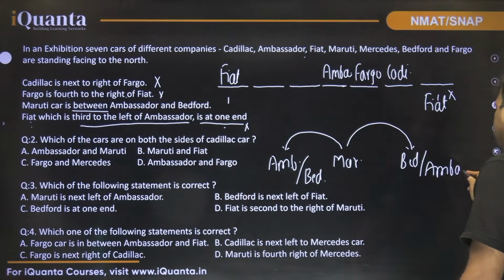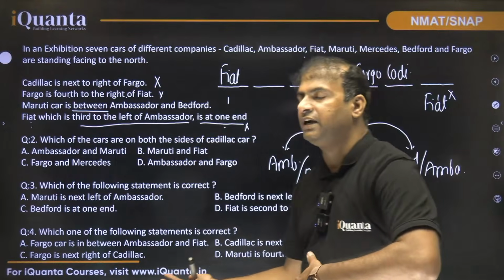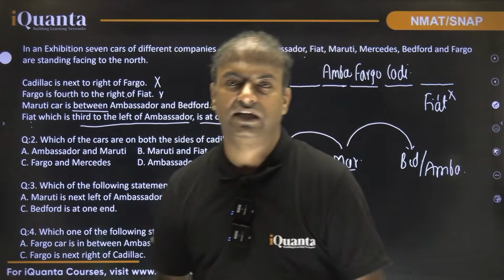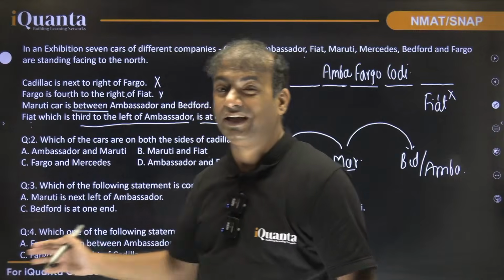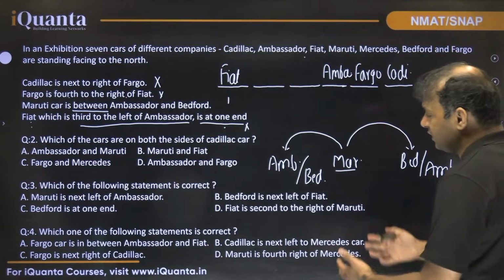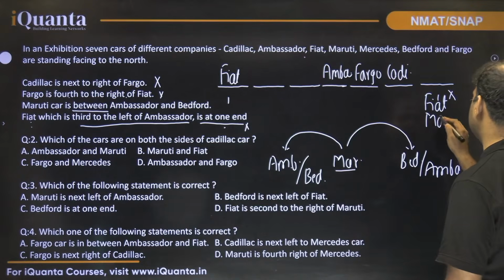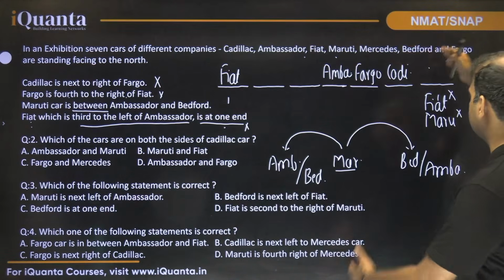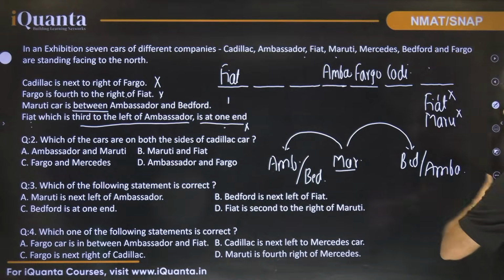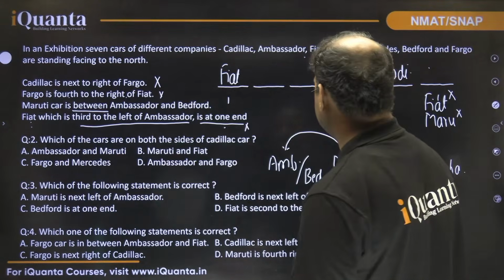Alright guys, one thing is sure: Maruti should be between two cars, which means Maruti cannot be at the extreme places. That means this place should not be for Maruti. Ambassador is here, but there is no place for Fiat, and there is no place for Bedford. So obviously this should not be the place for Maruti. I'm sure this is clear to you.